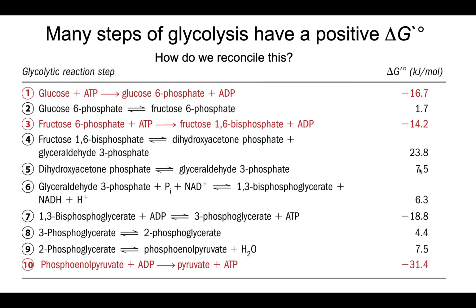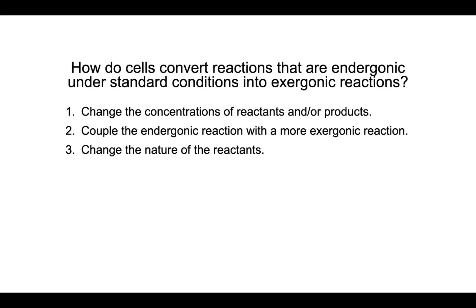So how do we reconcile this? How do we reconcile the fact that clearly this is something a cell needs to do, turn glucose into pyruvate, but when we look at these standard delta Gs, it seems impossible? So let's take a look. That's really what we're going to focus on here. The question is, how do cells convert reactions that are endergonic under standard conditions into exergonic reactions?